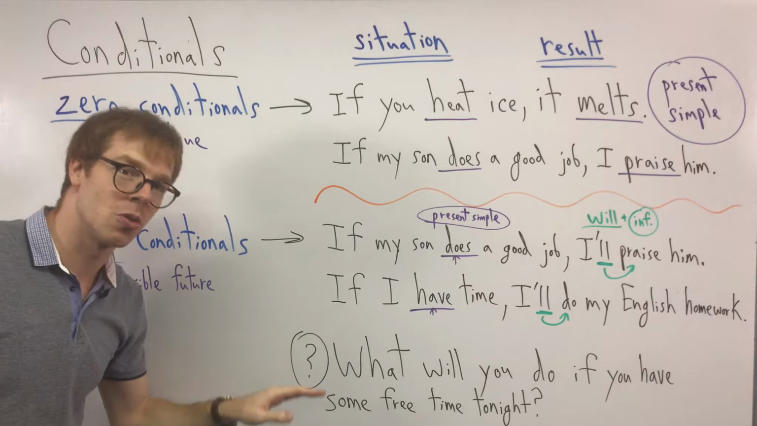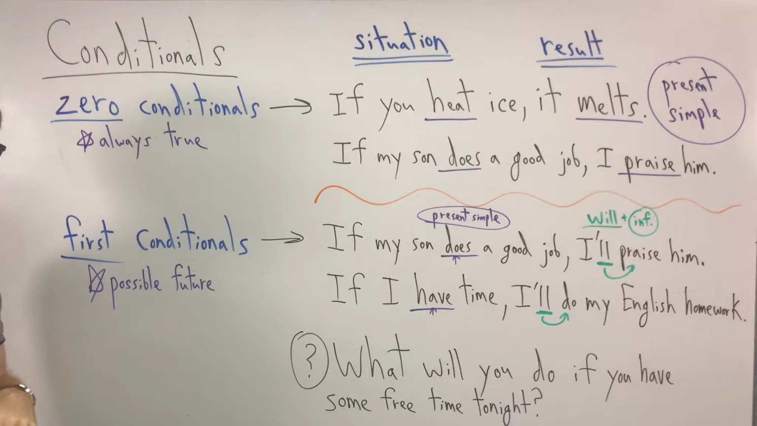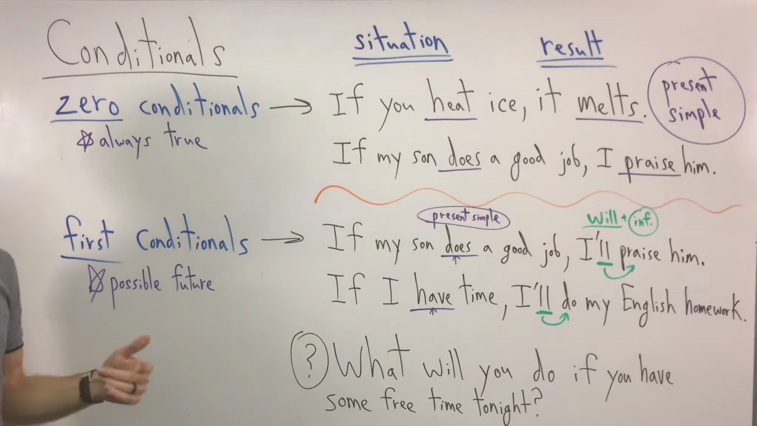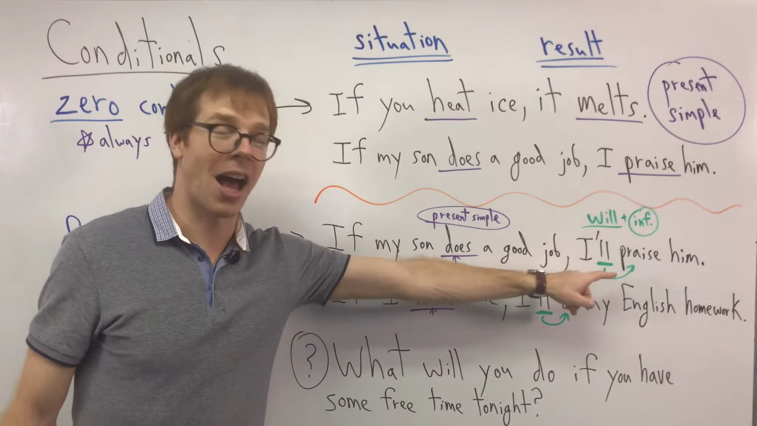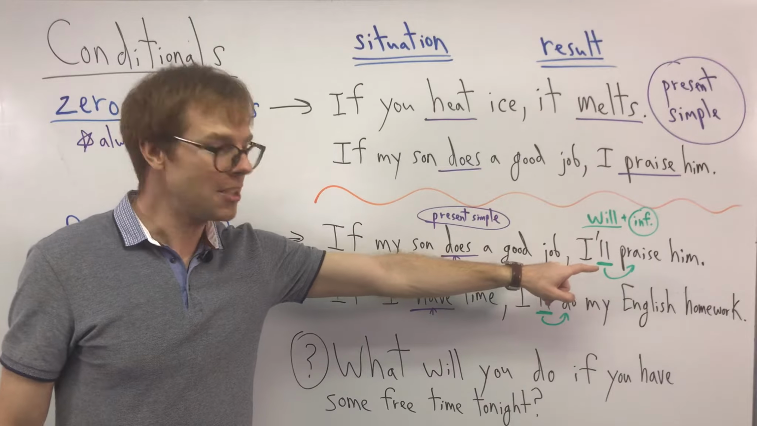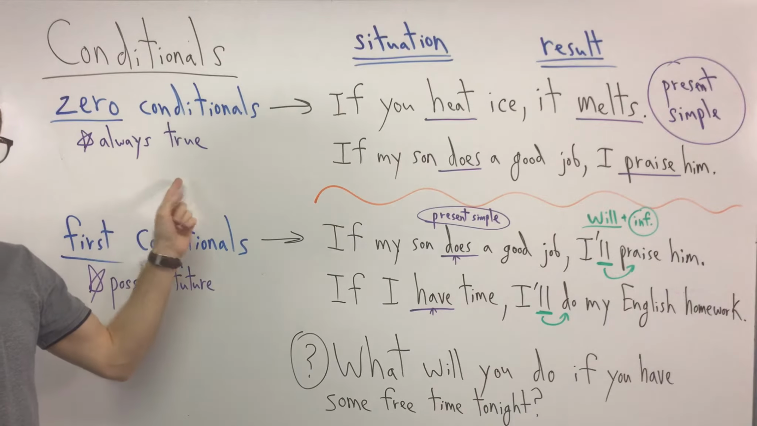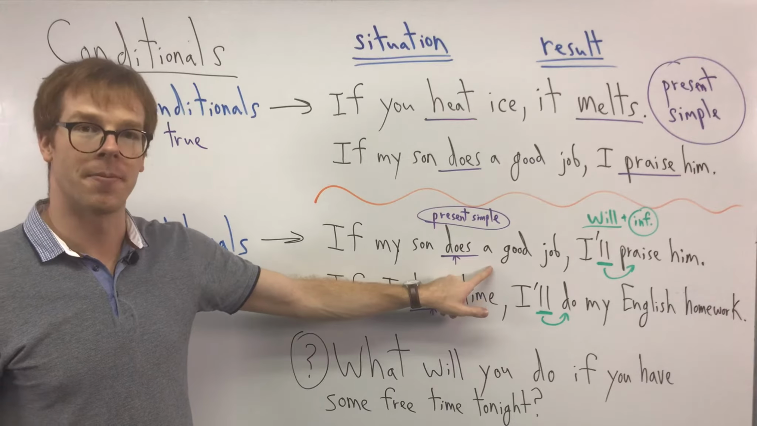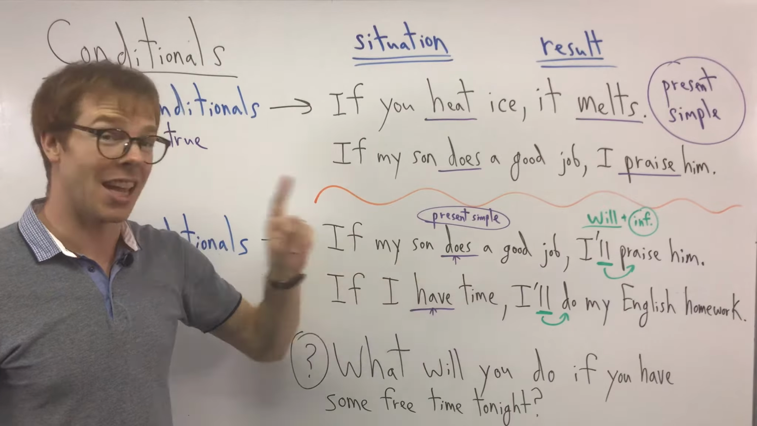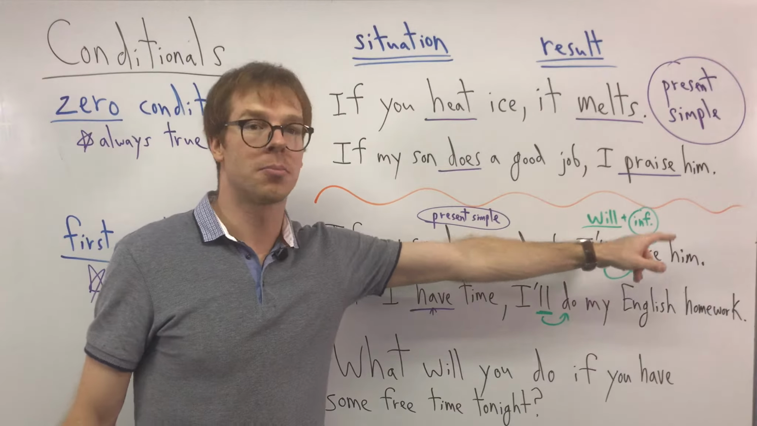Now we'll go down to the first conditional. The first conditional is something that is possible in the future. If my son does a good job, I'll praise him. This situation is not always true, not every time. This is for his test on Thursday. If he does a good job on his test on Thursday, I will praise him.